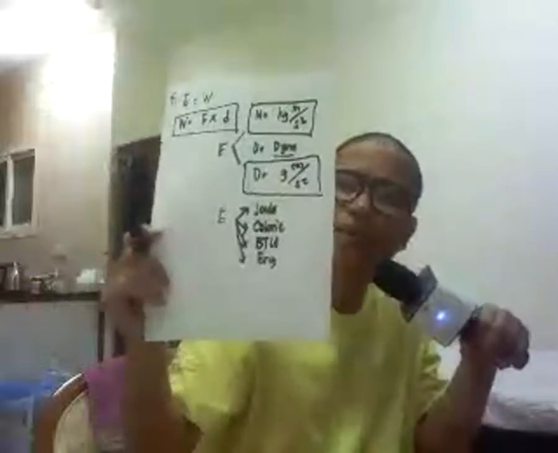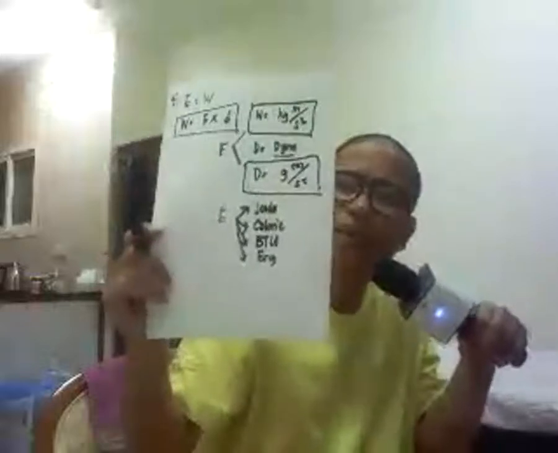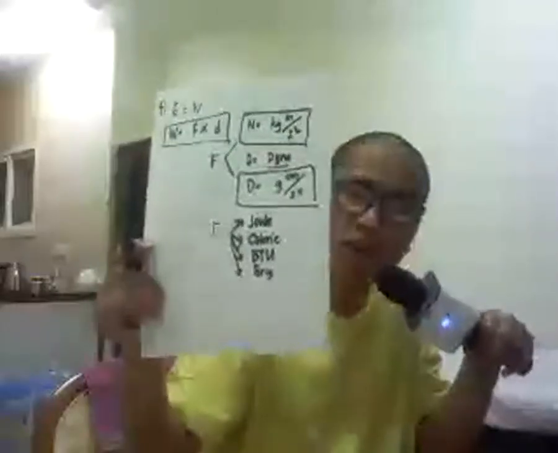calorie. If it is a calorie, it is BTU. Or if it is a BTU, that is an erg. And that is a unit of energy or work. Now let's break down this one by one.